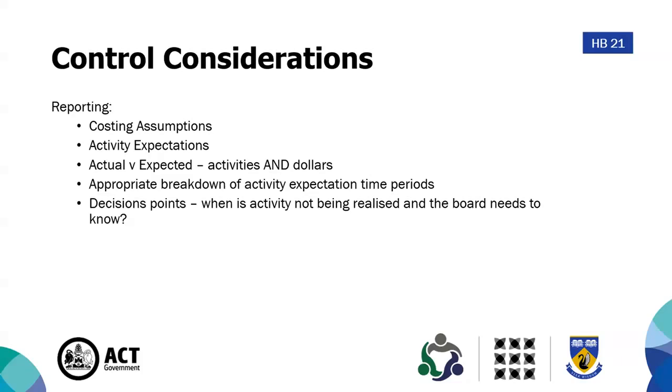And then to create those decision points, when is activity not being realised and the board needs to know? In other words, when are there significant issues that should be provided to the board or made known to the board, and when can the CEO just get on and mitigate things without having to report to the board? This is a really important control consideration.